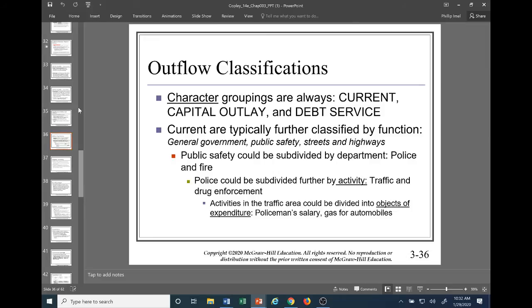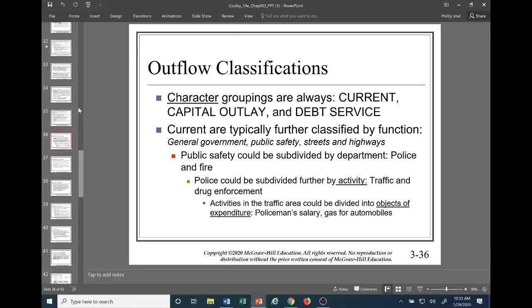So outflow classification. So remember character. If the character is going to be the classification, then it's always either going to be current, capital outlay, or debt service. And we know what those are, right? For current, it's going to be further classified by function. So if we're spending something on something current, obviously we're spending on some type of function, right? Because if it's a capital outlay, we already know we're paying for roads, bridges, buildings, or sidewalks. Debt service, we already know we're paying interest and principal on outstanding long-term debt.